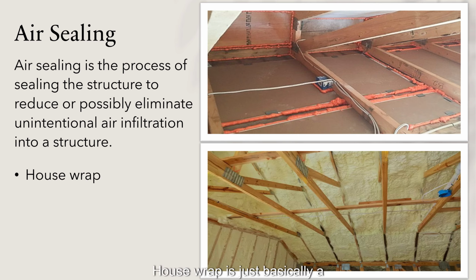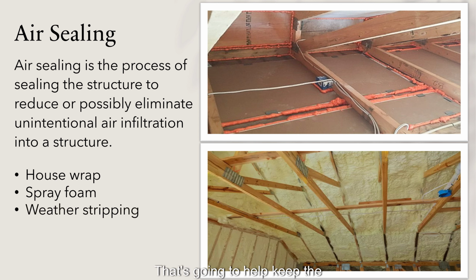Another thing that we can use is house wrap. House wrap is basically a piece of paper that they install on the exterior of your home prior to putting on siding or exterior cover on your home. That's going to help keep the air from coming through. Spray foam, we've talked about that.